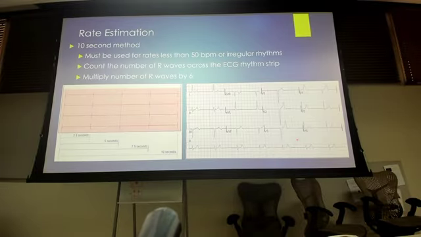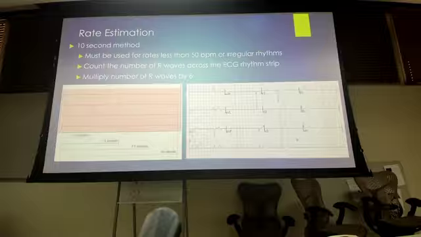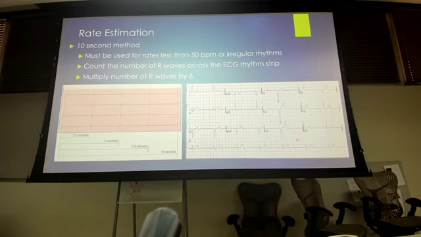We also have something called the 10-second method. Using the 10-second method actually makes it really easy, because that bottom rhythm strip is how long? 10 seconds. Again, if you have a rate less than 50, or if you have an irregular rate, you need to use the 10-second method or the 6-second method. Can you use the 10-second method or the 6-second method even if you have a regular rate, even if your rate is 80? Yes, you can, but you must use them if it's irregular or less than 50.